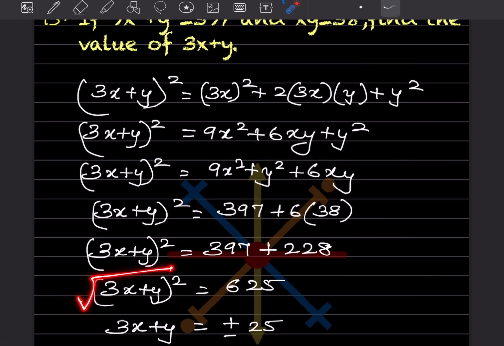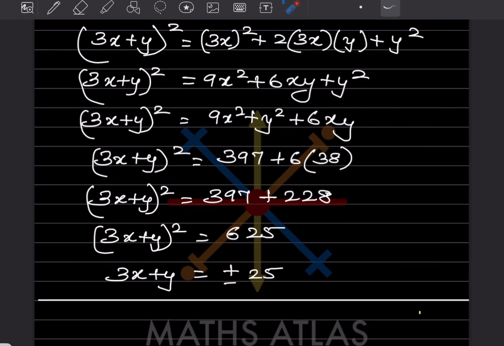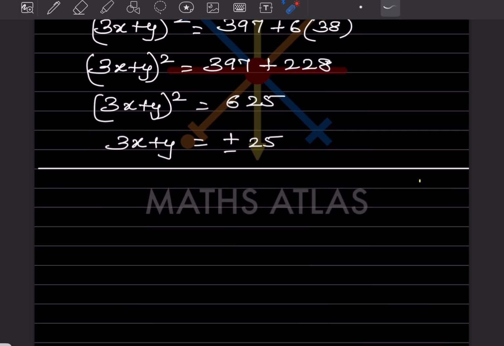When you square both the sides, that is going to be 25 into 25, which is a perfect square. That will be 625, but you have to write plus or minus 25. So by this one, we have completed today's work.